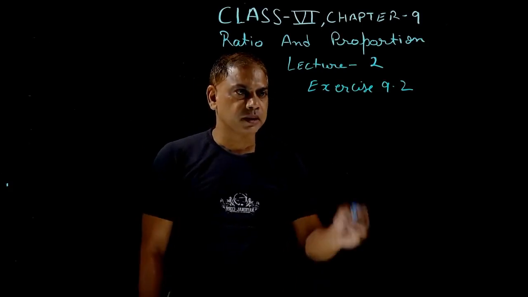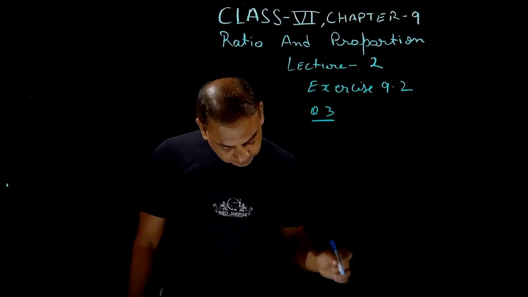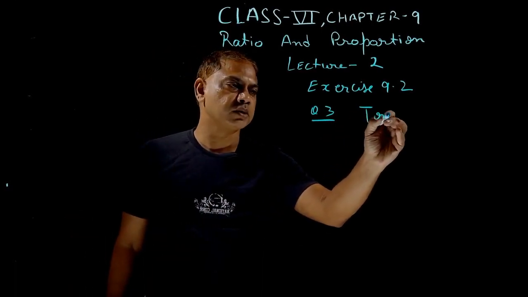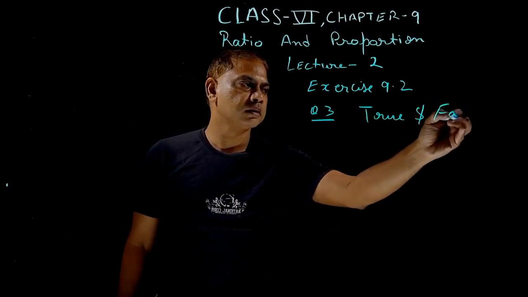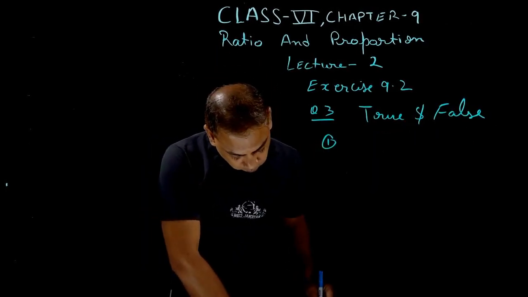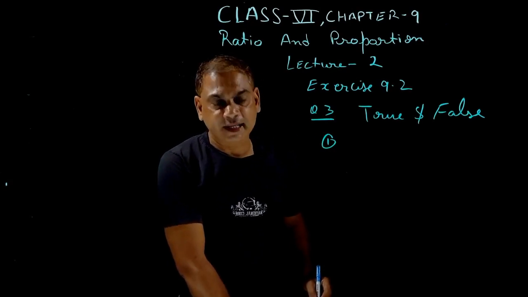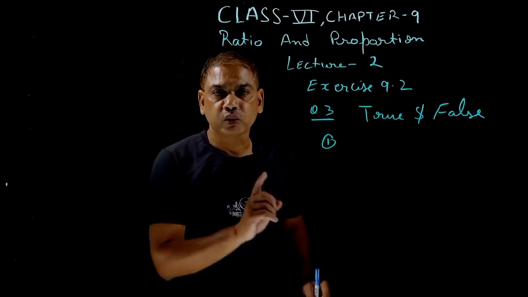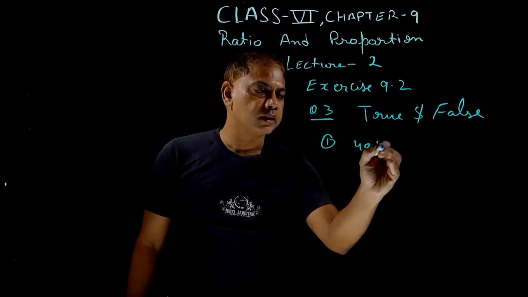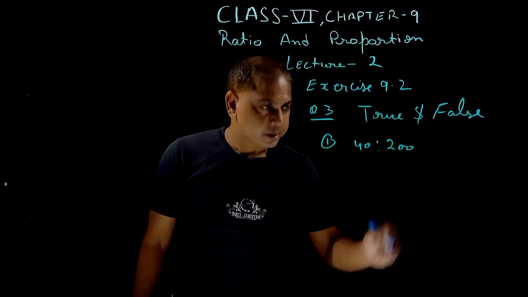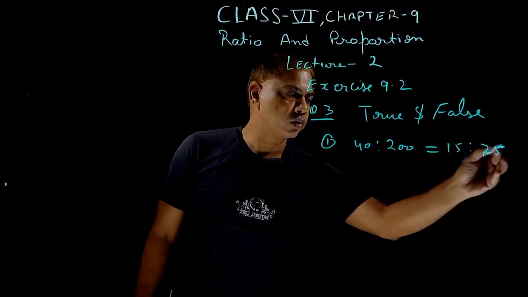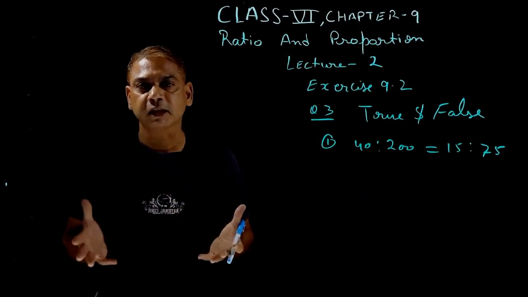Now come to question number 3, students. Question number 3, which of the following statements are true? You have to tell true or false, student. First part I am doing for you. Open page number 119, exercise 9.2. Question number 3, first part is 40 is to 200 is equal to 15 is to 75. You have to tell whether this statement is true or not.